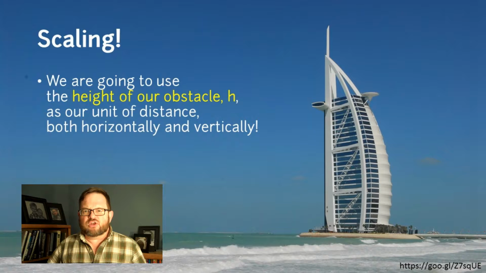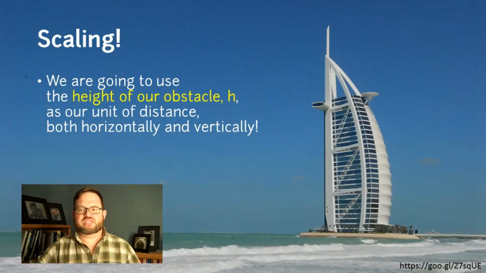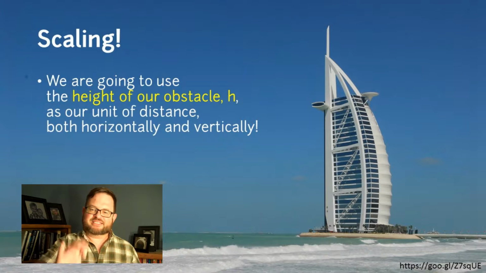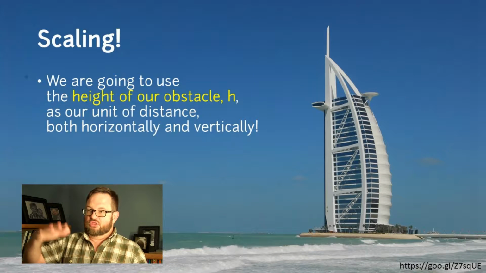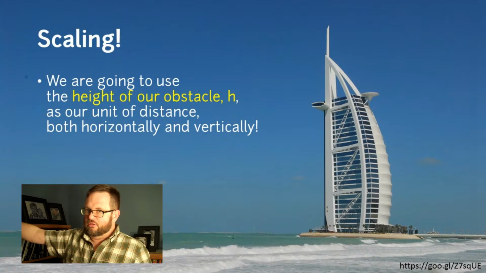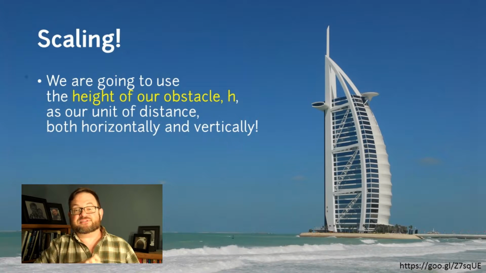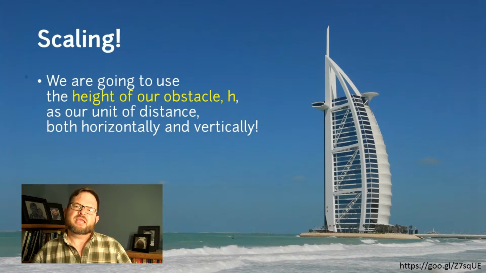And the reason why we can get away with this is that by and large, obstacles produce effects on the atmosphere that scale. A small obstacle produces a small impact on the wind. A large obstacle affects the wind in a similar way, but just on a bigger scale. So if we use the height of the obstacle itself as our yardstick, we have scaled the problem in a very nifty and useful way.